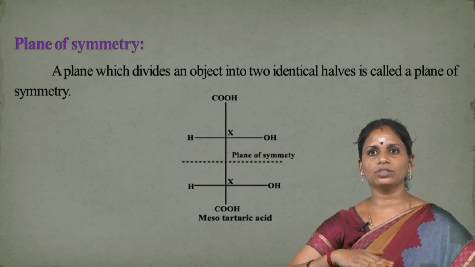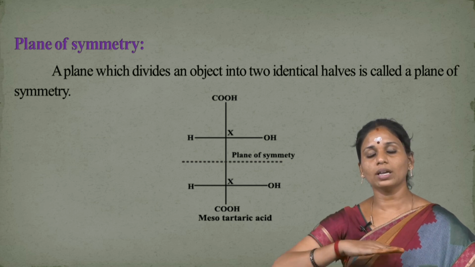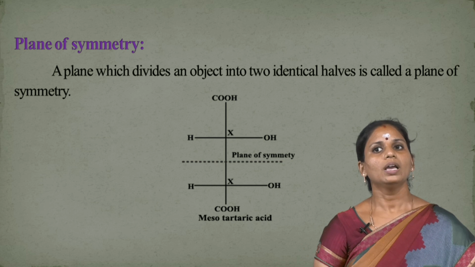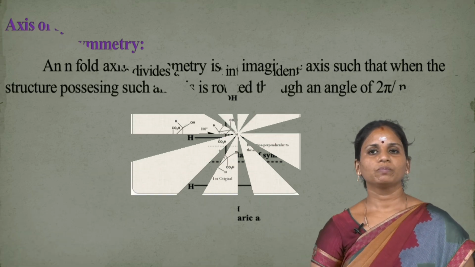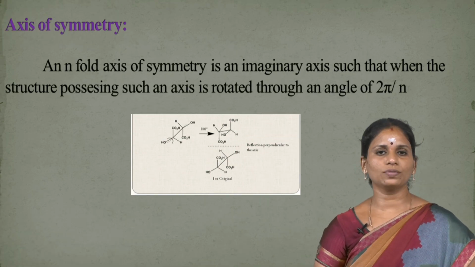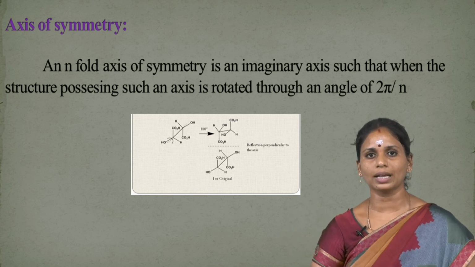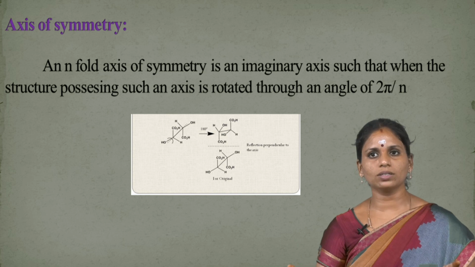A plane of symmetry is an imaginary plane which divides the object into two equal identical halves. Next, coming to the axis of symmetry, we know three axes generally as x-axis, y-axis and z-axis. Likewise, n-fold axes are there.